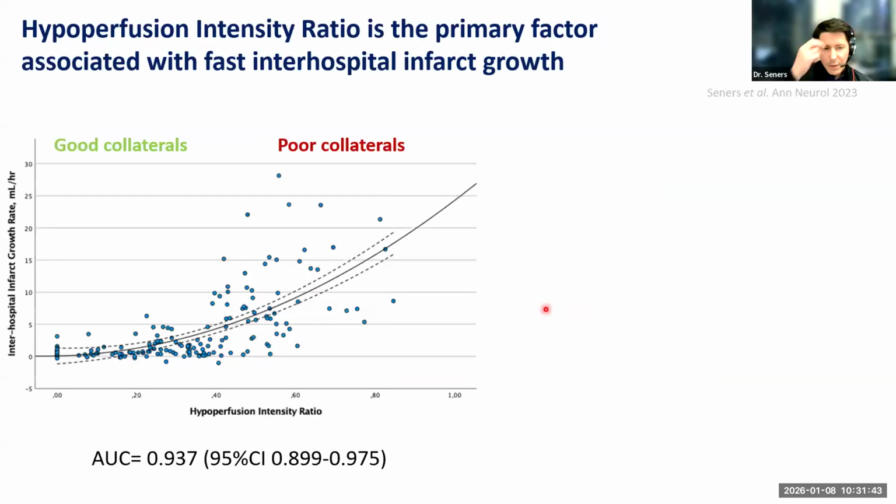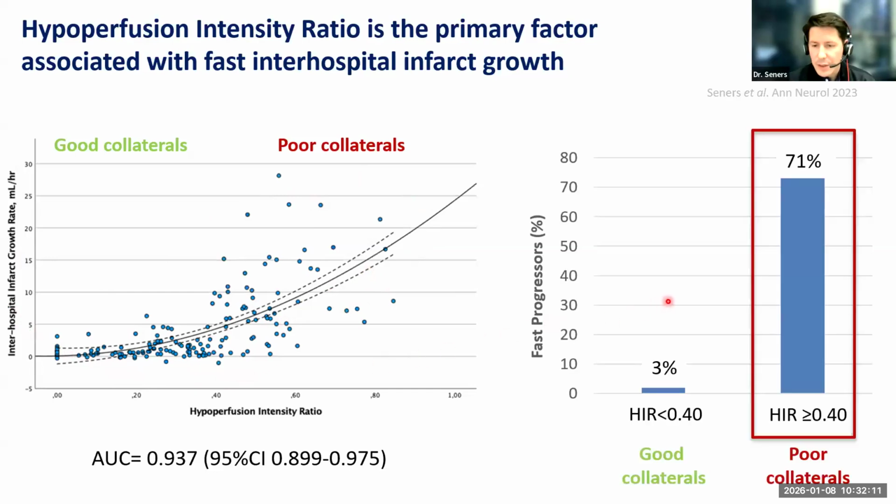So it has been shown that the higher the HIR, the higher the interhospital core growth. We have shown that in a cohort of patients with 2 MRIs, the first one in the primary stroke center, the second one when the patient arrived in the comprehensive center with a stable occlusion. Patients with high HIR, so poor collaterals, had large infarct core growth, while the patients with low HIR had almost no growth. When you dichotomize this HIR, the best cutoff was 0.4 in this study.